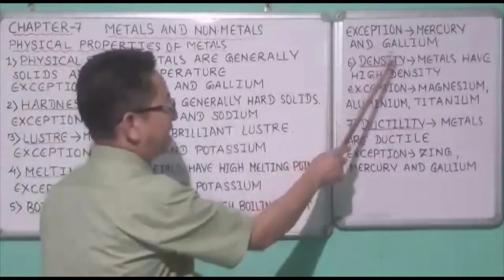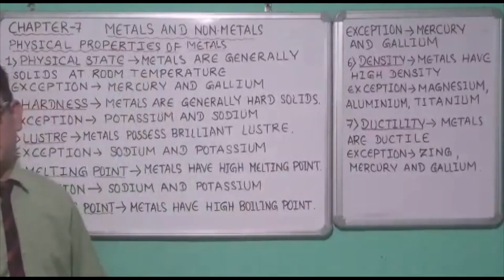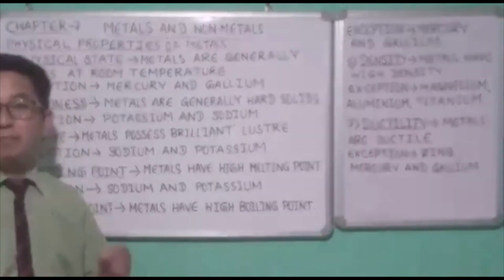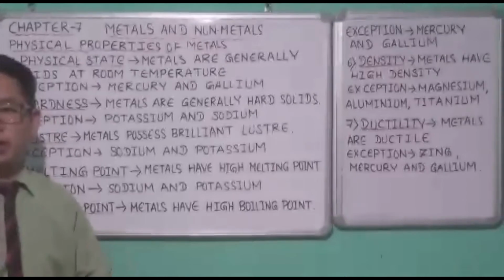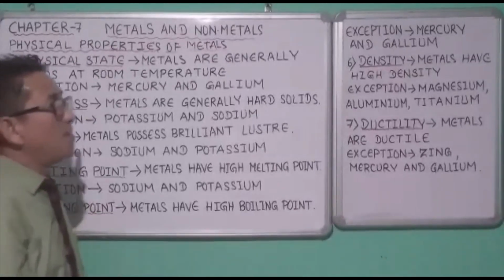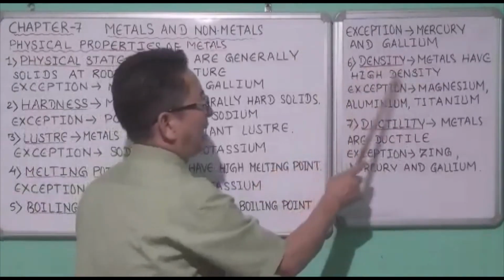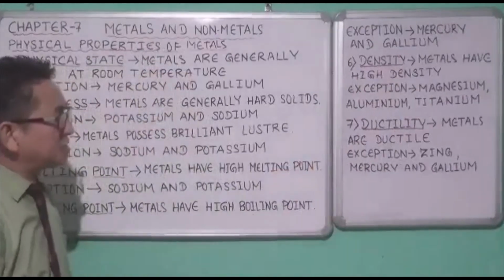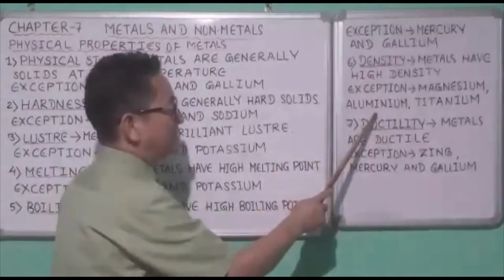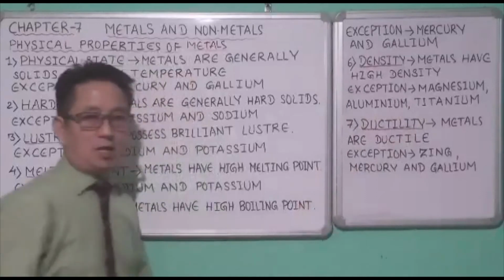Now next here, density. Now what is density? Density is the mass per unit volume of a substance. Metals have high density. Exception here, magnesium, aluminium, titanium.